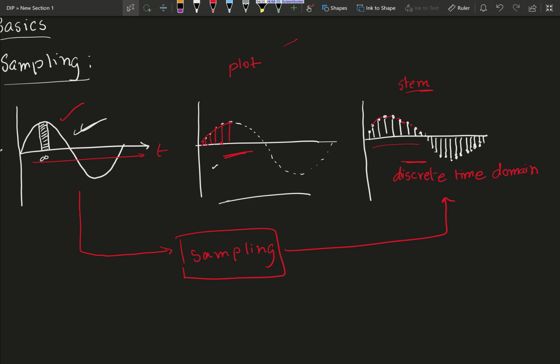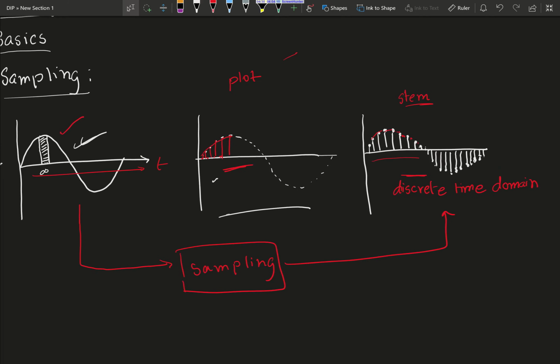So according to Nyquist, if the sampling frequency is not two times or more of the signal frequency, we are going to lose the signal. We can never recreate the exact signal again. We need at least two times the signal frequency.